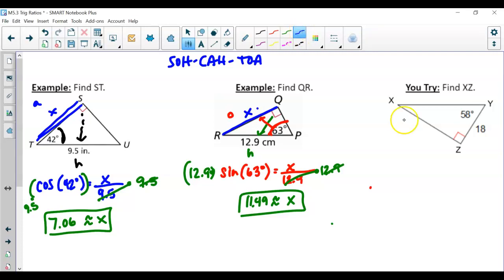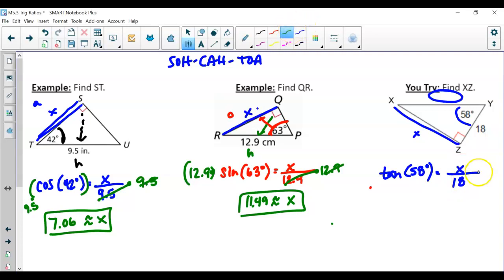Here we go. So XZ, this is what we're looking for. Now notice, we don't have the hypotenuse. So that means we're going to use tangent because we're not given the hypotenuse. So tangent of our reference angle here, 58 degrees. So again, opposite, which is X, to 18. Then here, multiply because you're dividing by 18. So now X is approximately, you should have gotten from your calculator, 28.8.